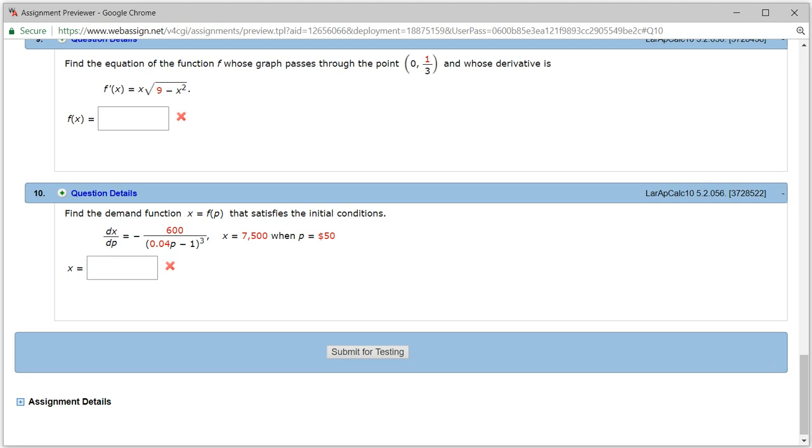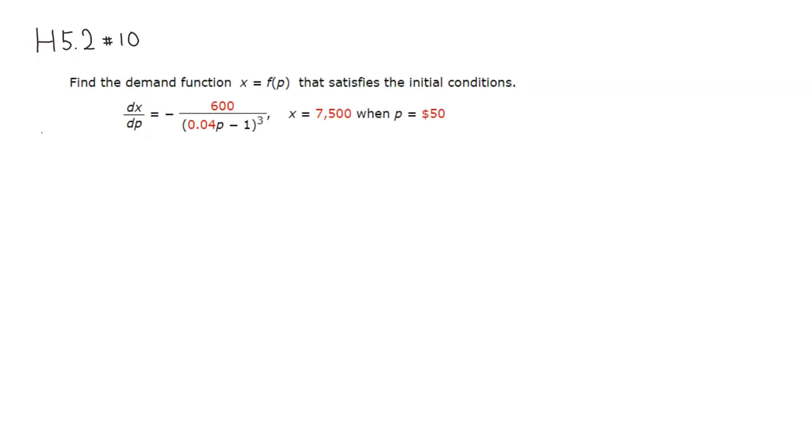All right, let's look at homework 5.2, problem number 10. Let's find x from dx over dp. We want to find x, so we're just going to take the antiderivative of the derivative, which is 600 over quantity 0.04p minus 1 cubed with respect to p.